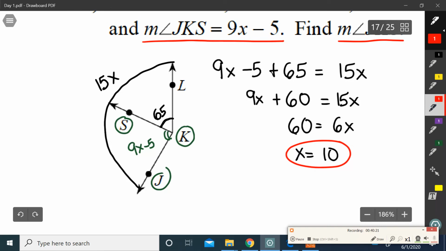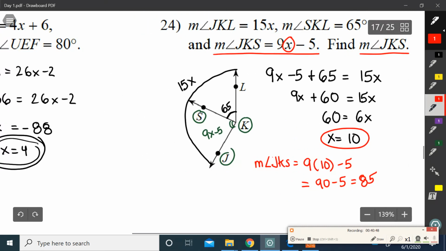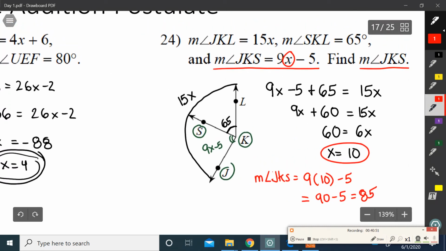So in order to find the measurement of JKS, I need to substitute that x. Instead of writing x, I'm gonna write 9 times 10 minus 5. And 9 times 10 is going to be 90, minus 5 is going to be 85, guys. 85, as you can see there. And that is the answer that I'm looking for. And on the homework and on the quiz, be extra careful when you're doing that. All right? Be extra careful.